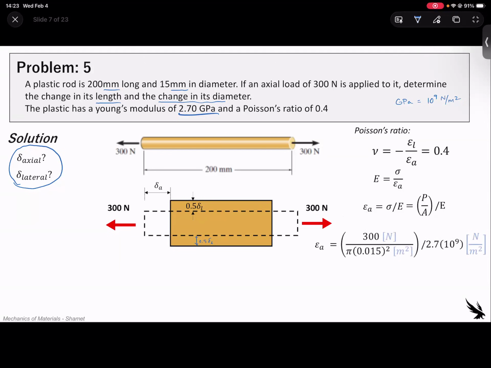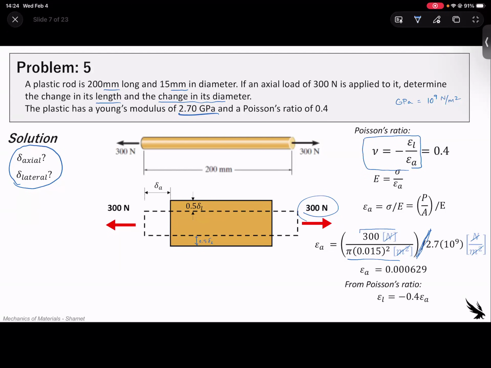And so we can calculate the area here, and we know the force, 300 newtons. And then we divide this by the Young's modulus, which again is in gigapascals, 10 to the 9. And you can see then everything will cancel out here, where the newtons cancel out with the newtons, meters squared cancel out with the meters. Take note too that this is division, so that's a fraction there, so they're not multiplying by each other. So our axial strain in units of meters over meters is going to be 0.00629.